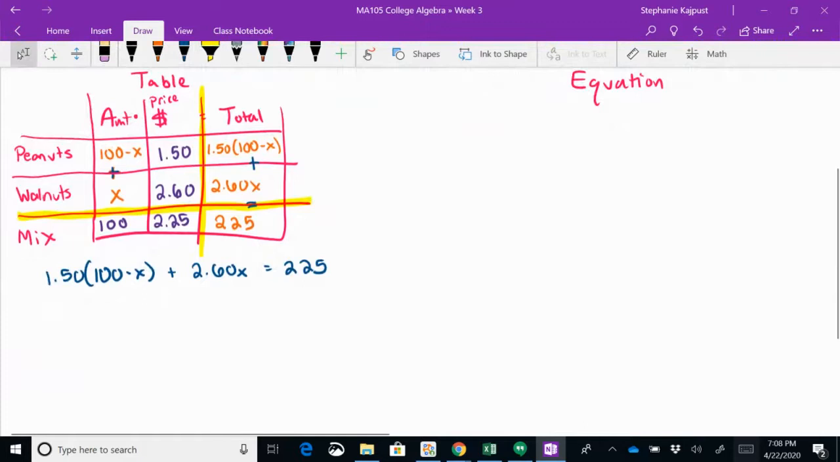So to solve, the first thing we want to do is distribute. So I'm going to multiply that 1.50 through the parentheses. So $1.50 basically times 100, that's 150. Then I'm going to just eliminate the zero and just write negative 1.5x. Then I have 2.6x, and that equals 225.